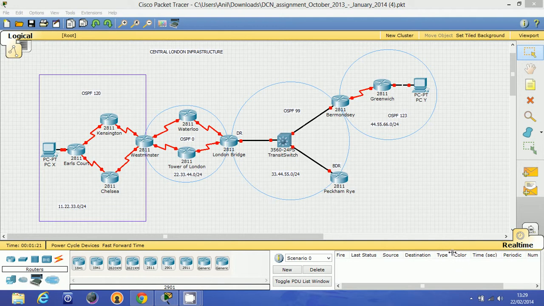Open Shortest Path First is one of the examples of a link state protocol. First, what we need, this is the OSPF lab. I will come to this later. Let me first explain what OSPF is. OSPF is one of the protocols which falls under link state protocols.